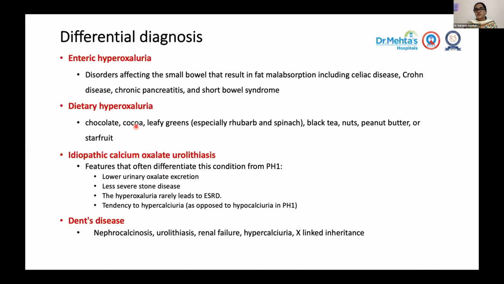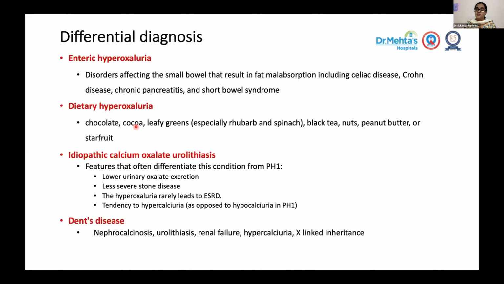So enteric hyperoxaluria is a condition where the problem is basically in the small bowel. There is fat malabsorption, increased oxalate reabsorption and decreased excretion through the gut. So this can happen in various disorders like celiac disease, chronic pancreatitis, or any disorder that could cause a short bowel syndrome, any surgeries that could cause a short bowel syndrome.